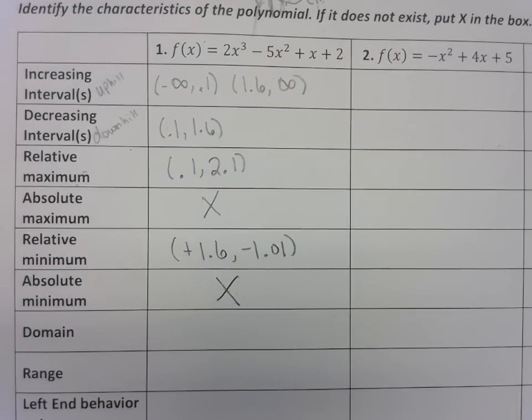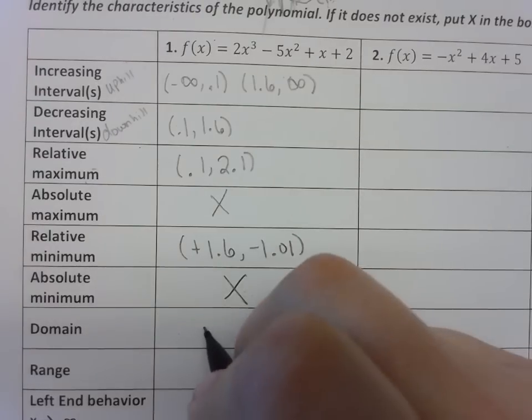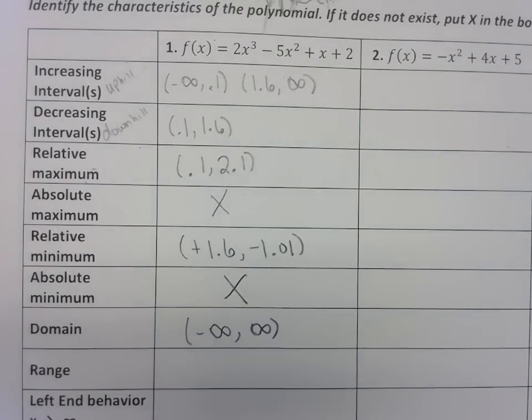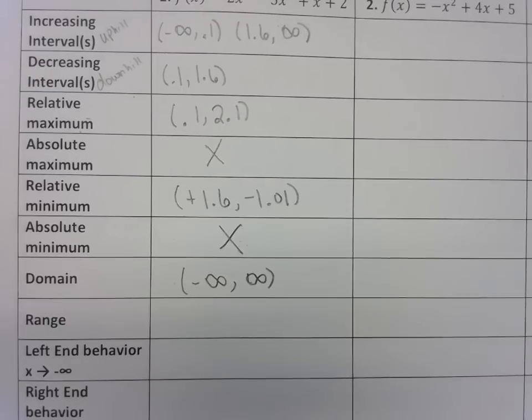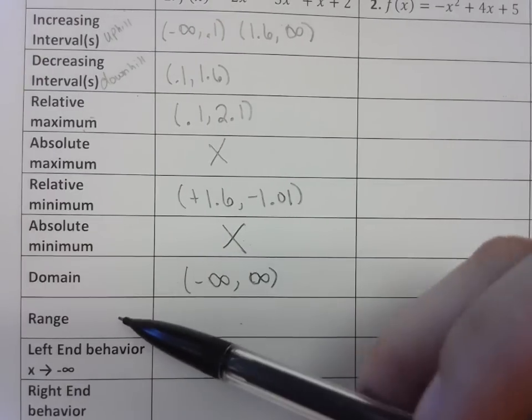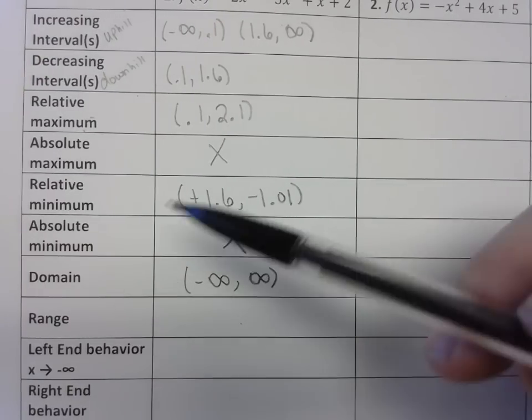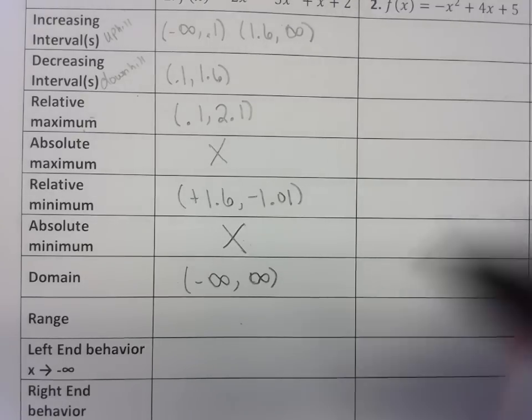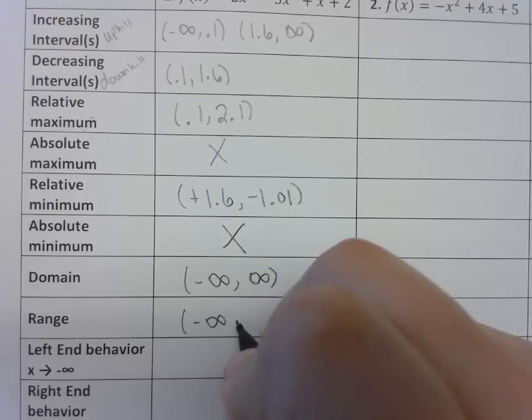Remember that our domain for polynomial functions is always all real numbers. Okay, I'll tell you how to write that in interval notation. Range, remember that's asking how far down does it go, how far up does it go. Well, it's going to go down to negative infinity. It's going to go up to positive infinity. So our range is also all real numbers.